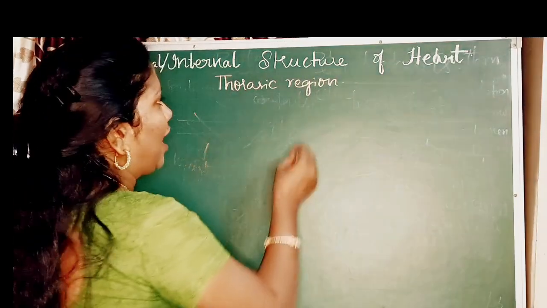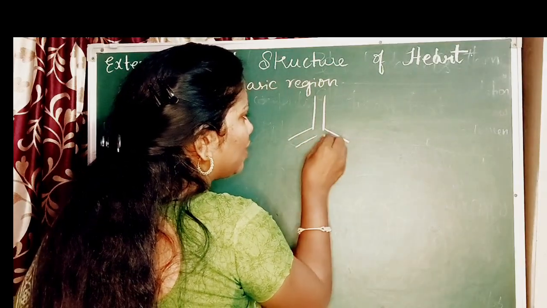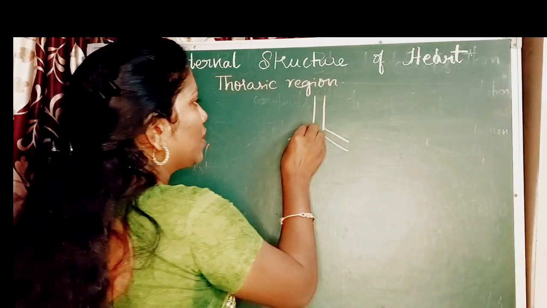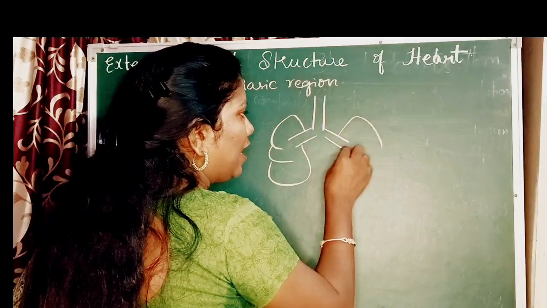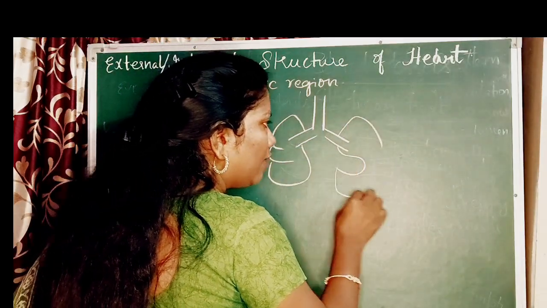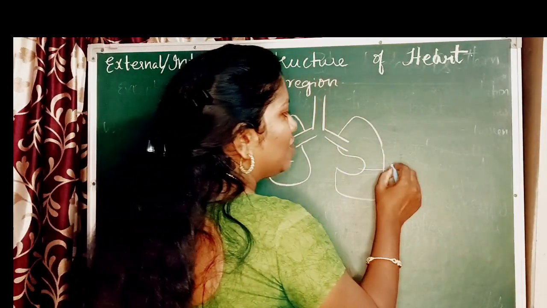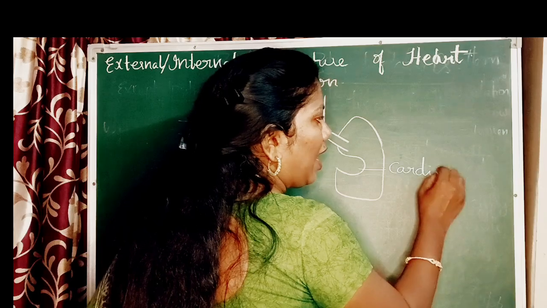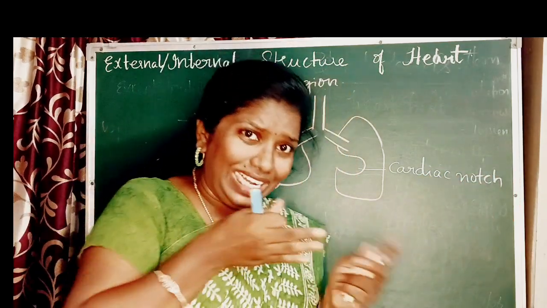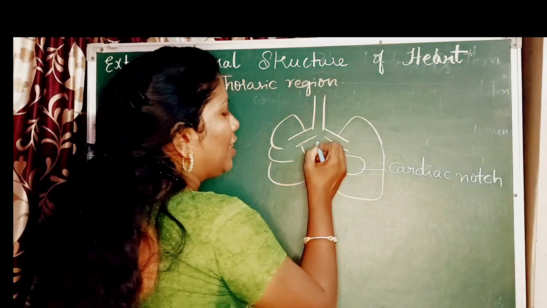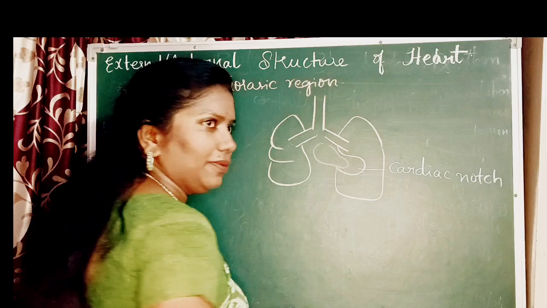So let us see the heart in the thoracic region. For example, these are the two branches of the lungs, the bronchi. This is the right lung and this is the left lung. In the left lung you can find some space. This space is called the cardiac notch, where the heart is tilted. It's not completely towards the left, it is just tilted towards the left. So the heart is placed in this location.